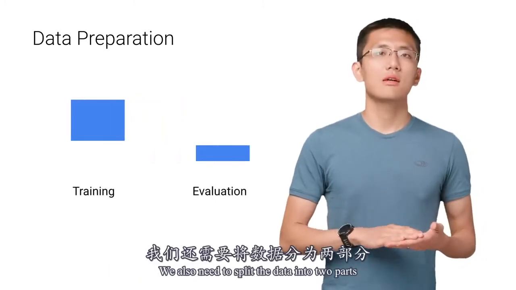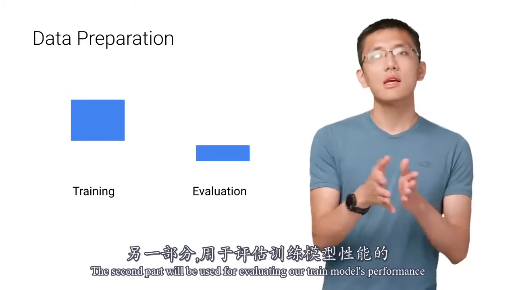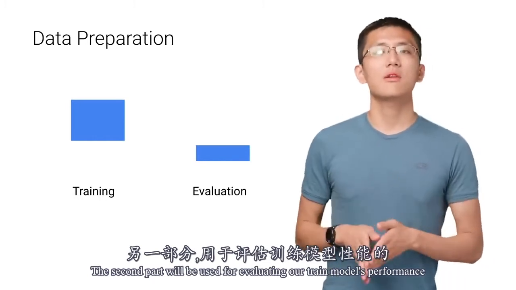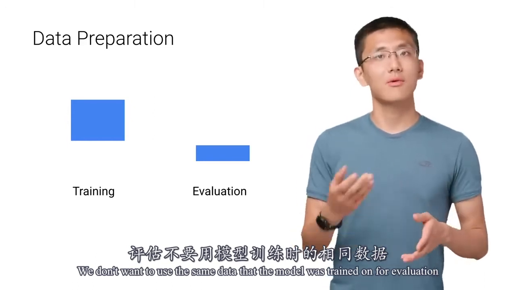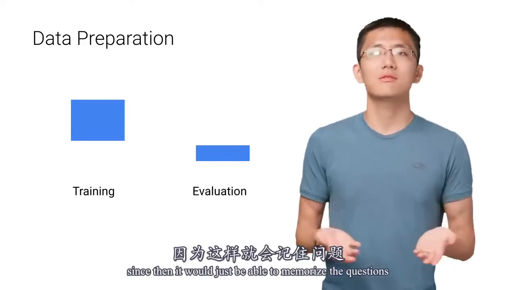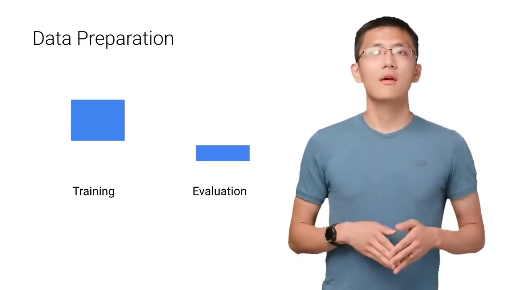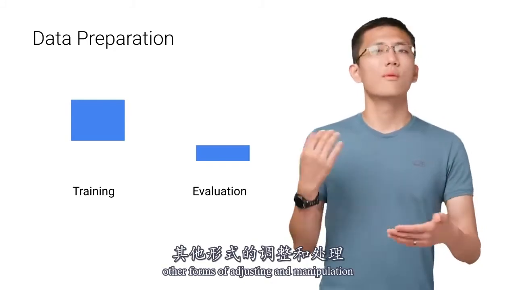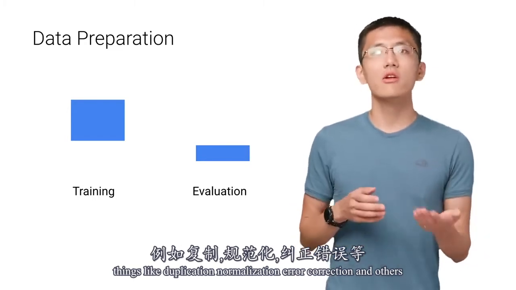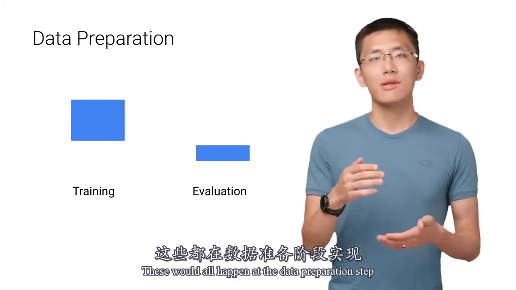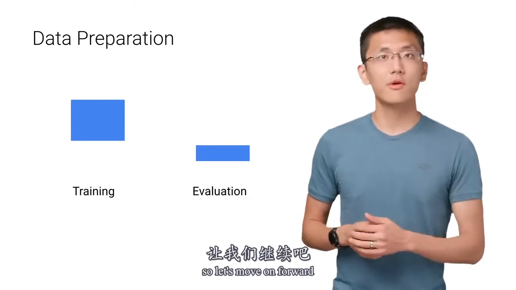We'll also need to split the data into two parts. The first part, used in training our model, will be the majority of our dataset. The second part will be used for evaluating our trained model's performance. We don't want to use the same data that the model was trained on for evaluation, since then it would just be able to memorize the questions, just as you wouldn't want to use the questions from your math homework on the math exam. Sometimes the data we collect needs other forms of adjusting and manipulation, things like deduplication, normalization, error correction, and others. These would all happen at the data preparation step. In our case, we don't have any further data preparation needs, so let's move on forward.